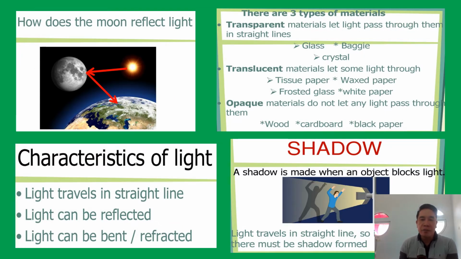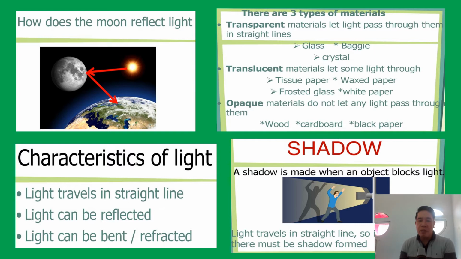Now, how does the moon reflect light? The moon reflects light that comes from the sun. We can see the bright light of the moon at night because the sun is below the earth, and the moon is getting some light from the sun in order for it to reflect light to the earth. Now there are three types of materials.